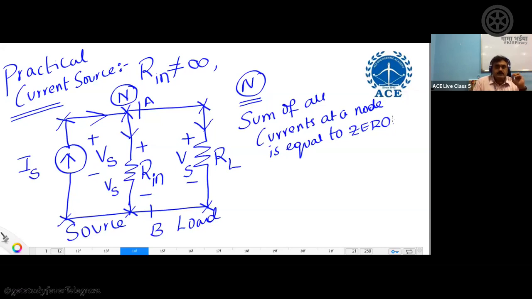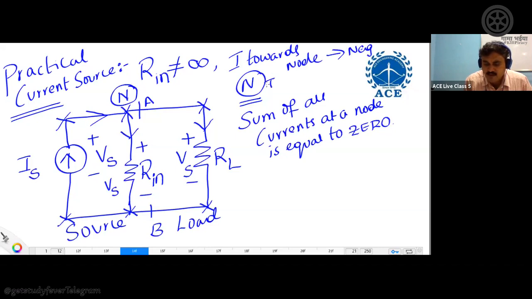When you write a nodal equation, keep this in mind. If the current comes towards the node, take the current as negative. If the current goes away from the node, take that value of current as positive. That's all. Current coming towards the node, take it as negative. Current going away from the node, take it as positive. Add all the currents at a node and equate it with 0. You will get a nodal equation.